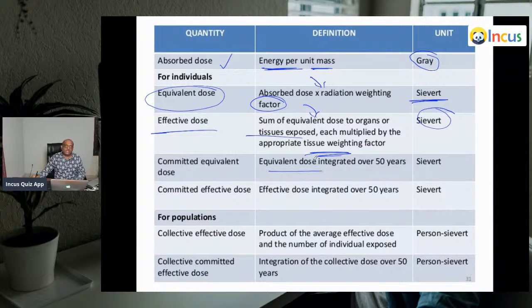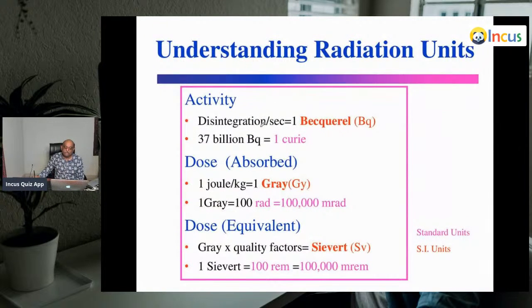Then equivalent dose integrated cumulatively over a period of 50 years, that is sievert, committed equivalent dose. Similarly, the effective dose integrated over a period of 50 years, you call it sievert. So these are the various definitions of the radiation dosages. In simple words, the number of disintegrations per second is 1 becquerel, and 37 billion becquerel is equivalent to 1 curie.